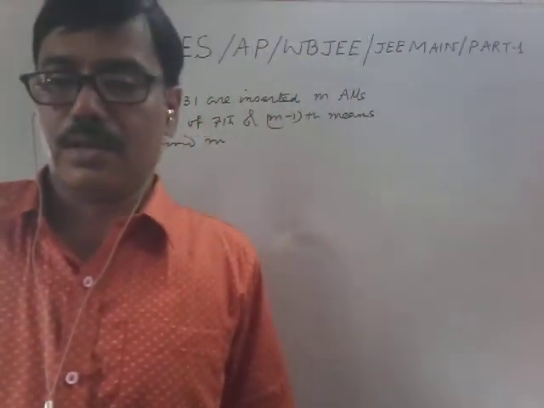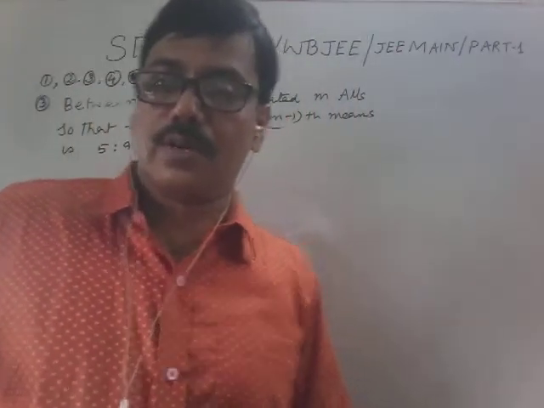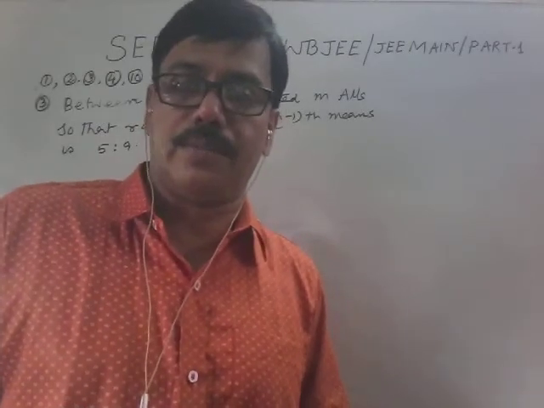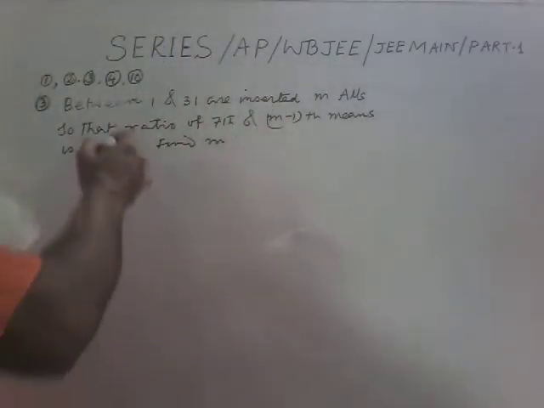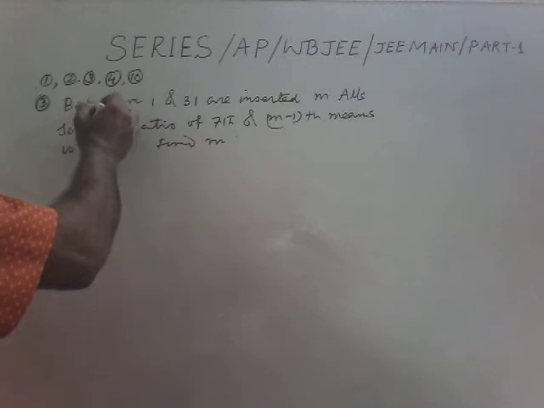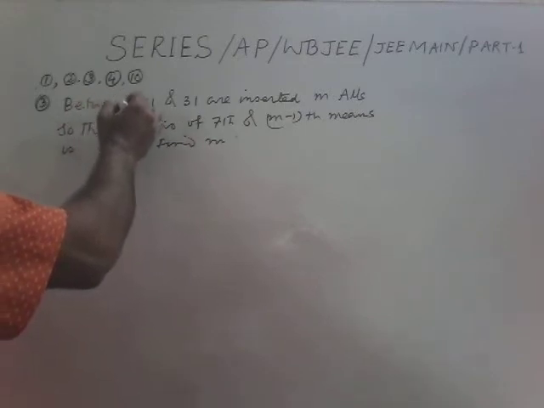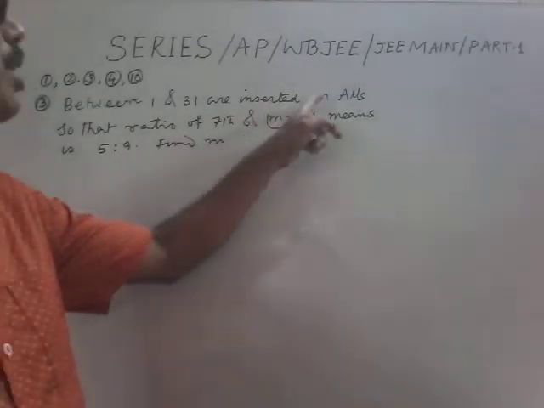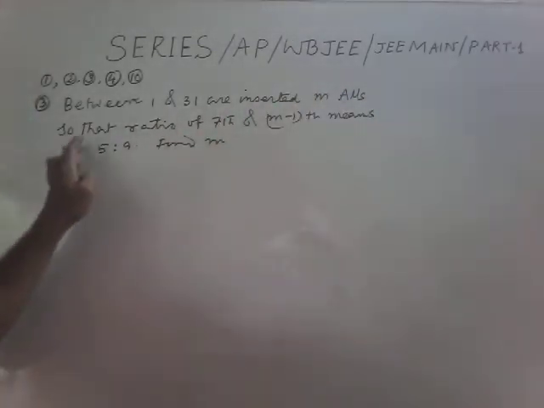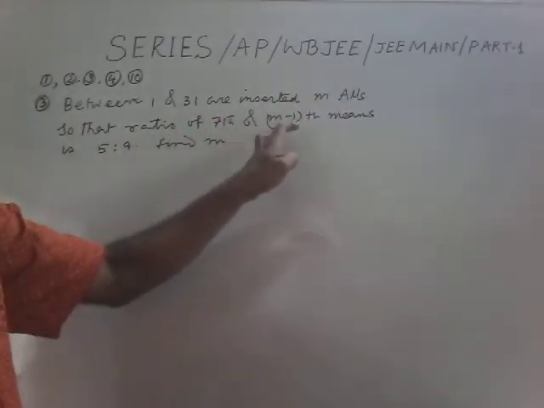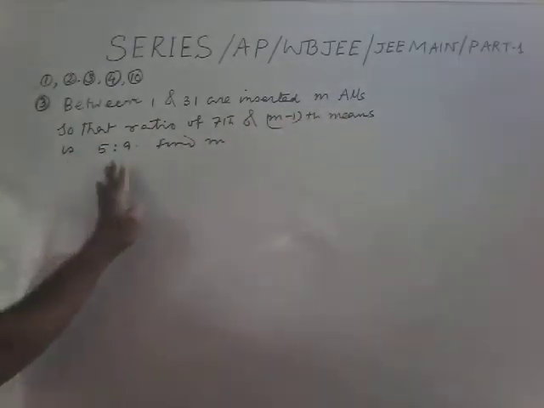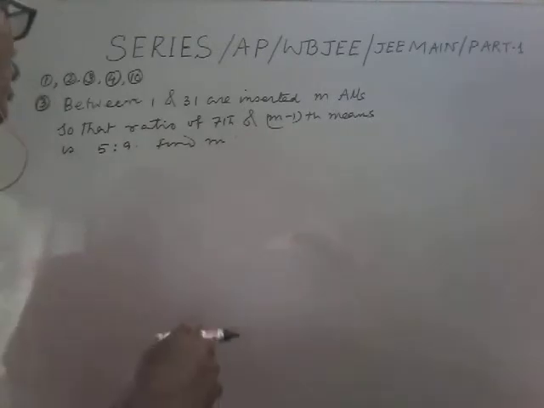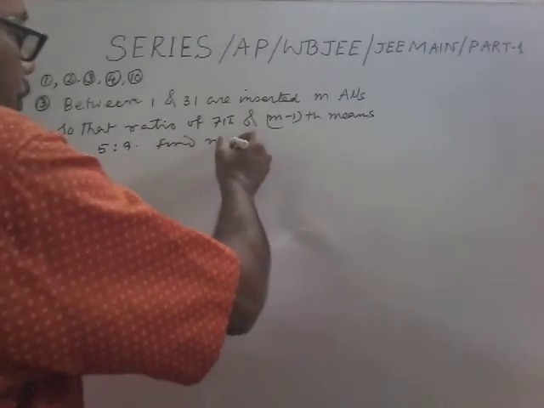Now I will consider one more simple problem regarding arithmetic mean. So between 1 and 31 are inserted m AMs, so that the ratio of 7th and (m minus 1)th mean is 5:9. Find m.